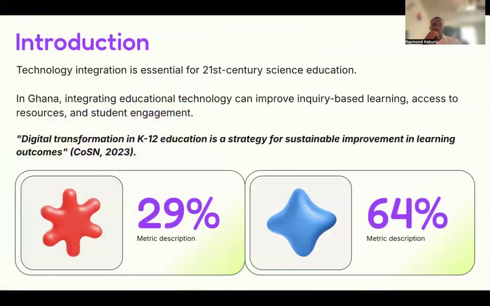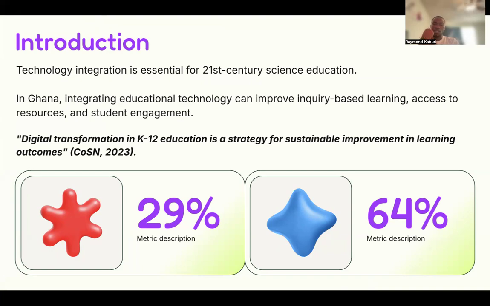So let's begin with technology integration as an essential tool in this 21st century world. And of course, science education in Ghana is not an exception. The integration of technology can improve inquiry-based learning and access to resources, as well as student engagement. These are things whose importance we cannot underplay in the teaching and learning of science in this digital era.